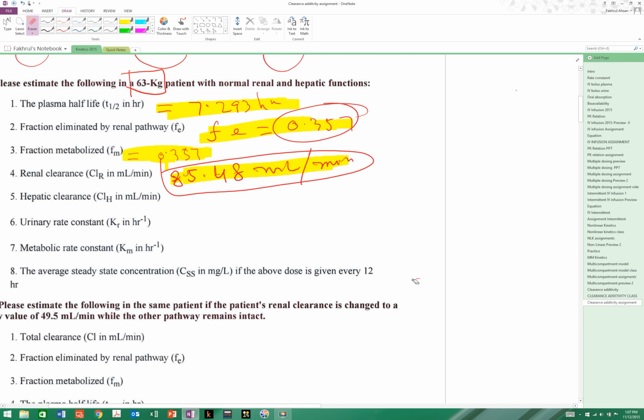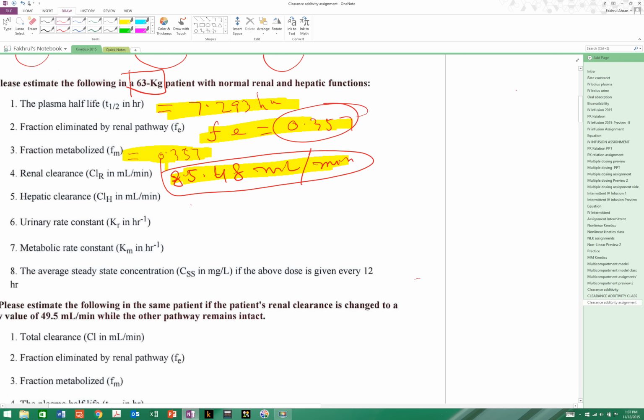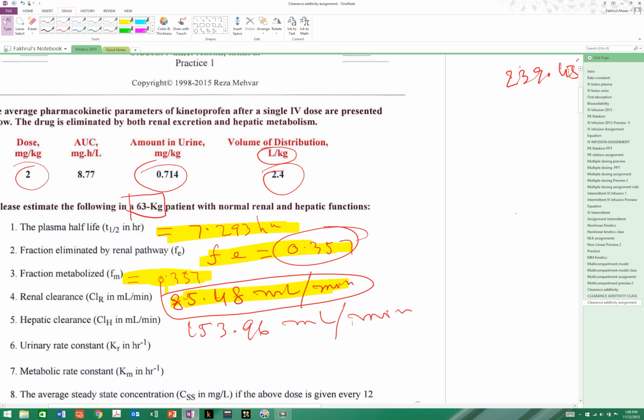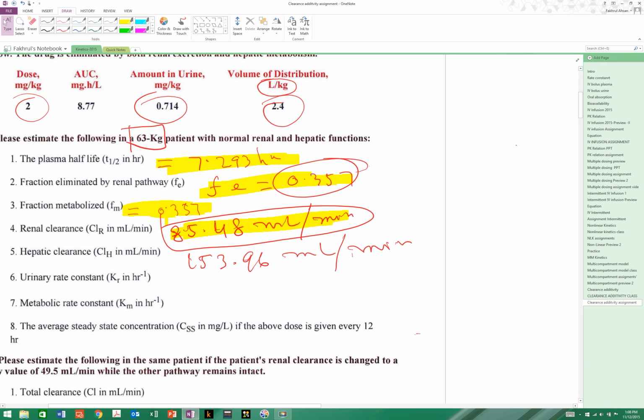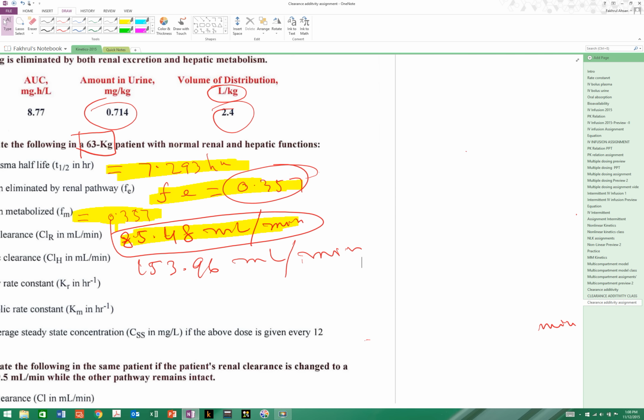This hepatic clearance is going to be 153.96 milliliter per minute. And then we have to calculate the urinary rate constant. What information do we have? We have K, and we have previously calculated K.